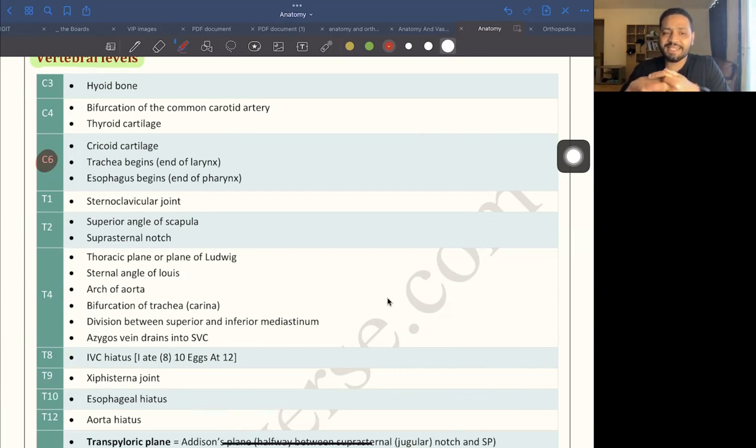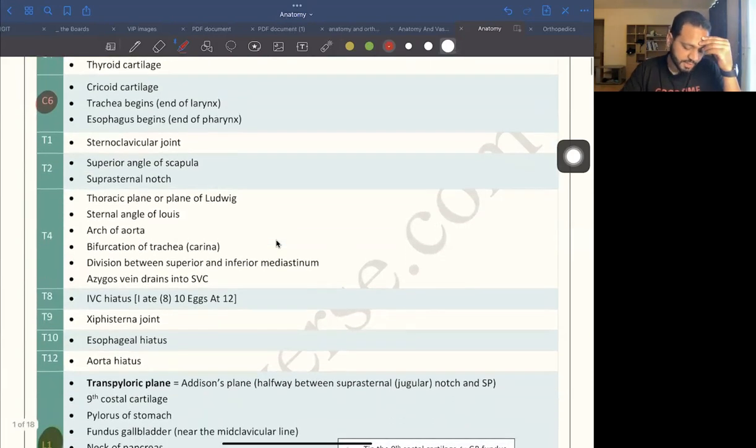At C6, there is the cricoid cartilage. The trachea begins at this area, and the esophagus begins at this area. So it's basically the cricoid cartilage and the beginning of the two tubes that you have in this area, which are the trachea and the esophagus. At T1 level, there is the sternoclavicular joint. At the T1 level, obviously, I think that you all know that. At T2 level, you have the superior angle of the scapula and the suprasternal notch. This is at T2 level.